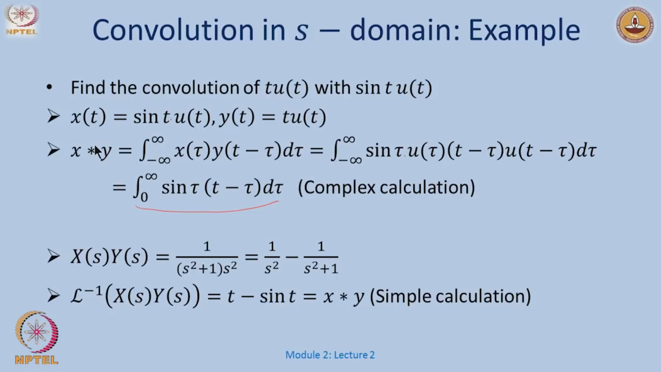I compute the Laplace of sin of t times u of t, that is 1 over s square plus 1, and the Laplace transform of t would be 1 over s square, and I can write this as the product of these two Laplace transforms. And I know now that the inverse of 1 over s square is t and the inverse of 1 over s square plus 1 is sin of t. So, the convolution of x with y in the time domain simply looks like this, and I do not have to go through this complex process of computing this integral. Okay.